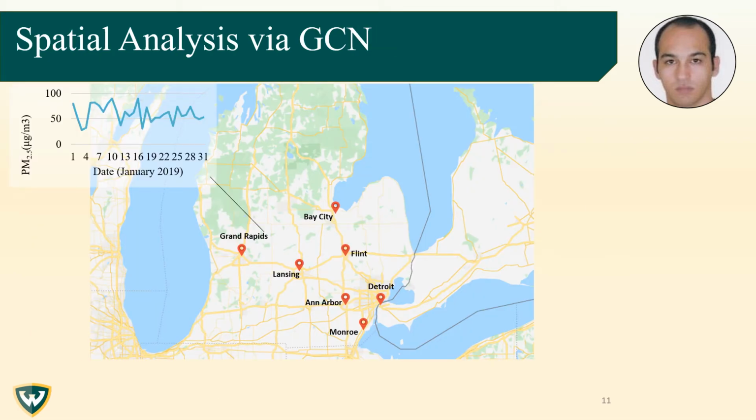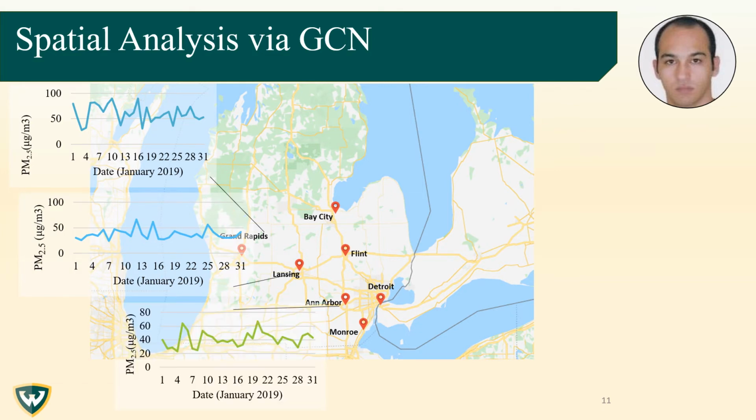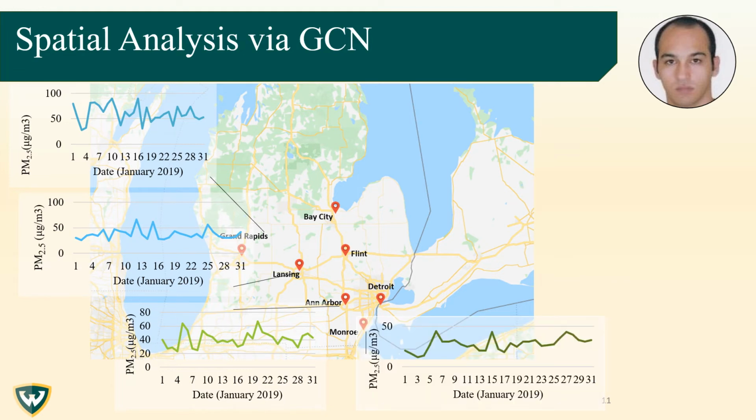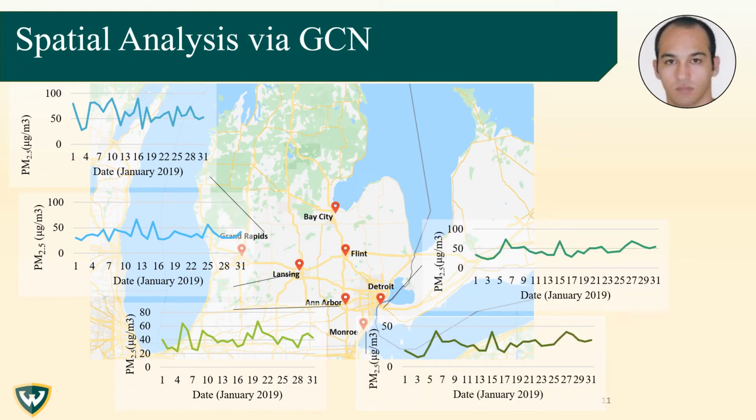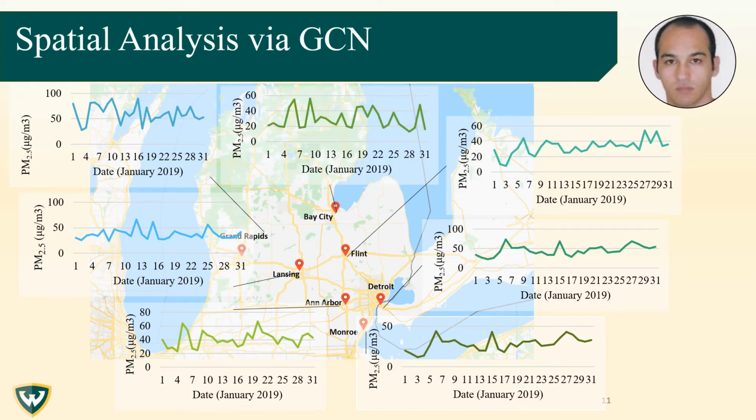Here, the figure shows the PM2.5 values over 7 sites in the state of Michigan. The plots show that the adjacent sites follow patterns more similar to each other, which indicates the spatial relationship among the locations. This is why we need a network capable of extracting spatial features.